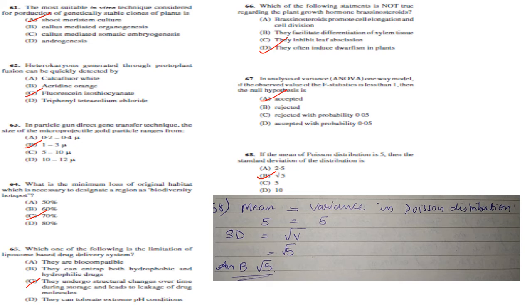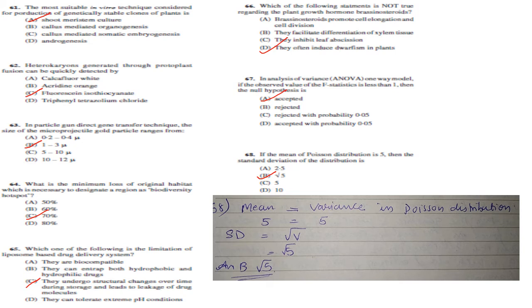So they can be detected by fluorescein isothiocyanate. Answer is option C. And protoplast fusion permits the production of somatic hybrids.